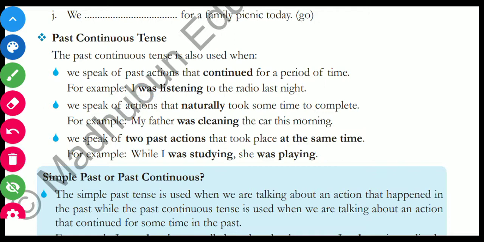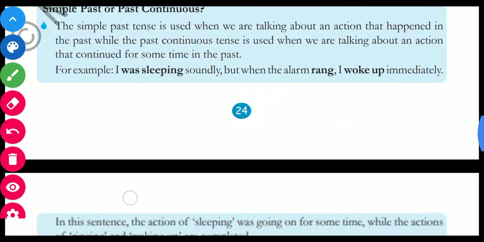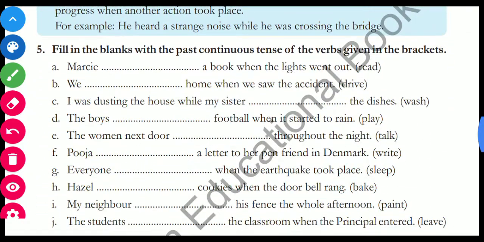Okay, now coming to exercise 5. Fill in the blanks with past continuous tense of the verbs given in the brackets. So again recall the rule for past continuous tense. The rule for past continuous tense is subject plus was or were plus verb in its ing form. Okay. Now take the first sentence. Mercy dash a book when the lights went out.